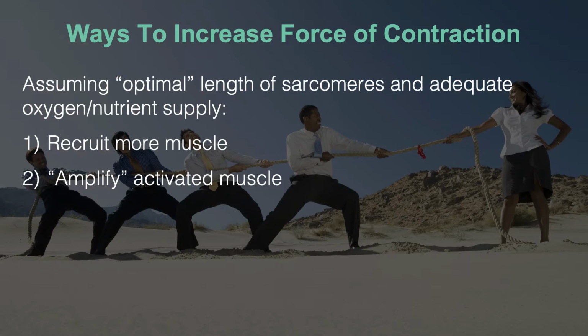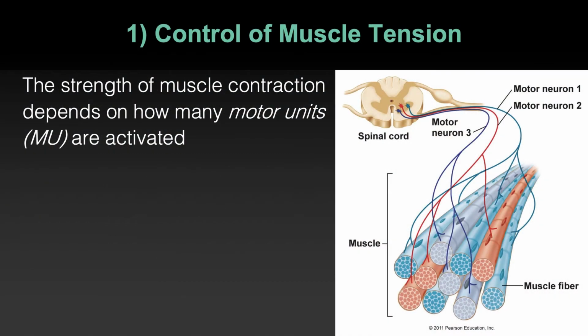So let's go through these each in turn. One, how do I recruit more muscle? For that matter, how is muscle recruited to begin with? We've talked about a nerve sending a signal and muscle turning on, and that's true. More precisely, muscle is activated in what are called motor units. The strength of contraction depends on how many motor units are turned on.